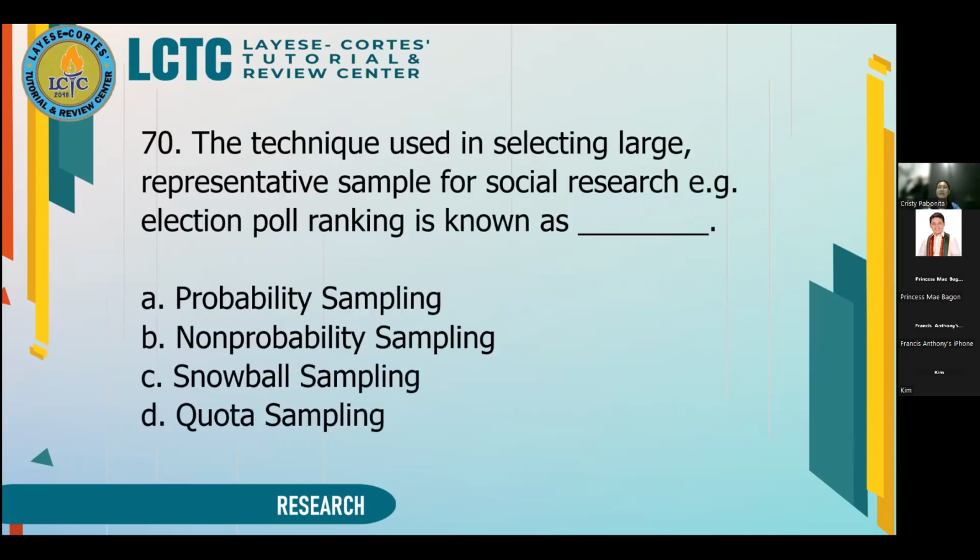Okay, 70. The technique used in selecting a large representative sample for social research, for example election poll ranking, is known as probability sampling. Yes, the answer is probability sampling. This technique is used in selecting a large sample, or large group of respondents. So that is probability sampling.